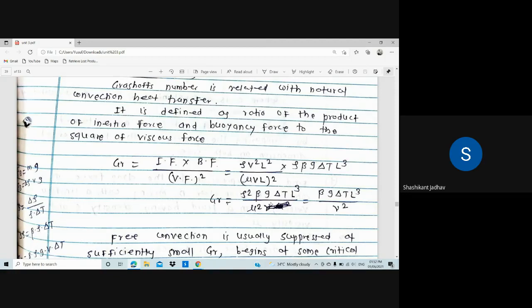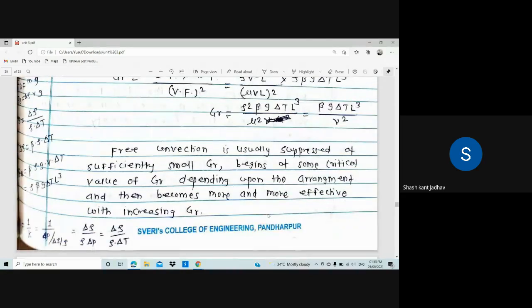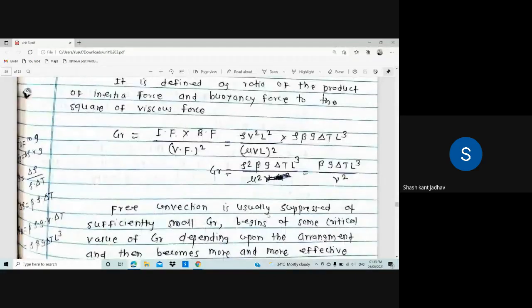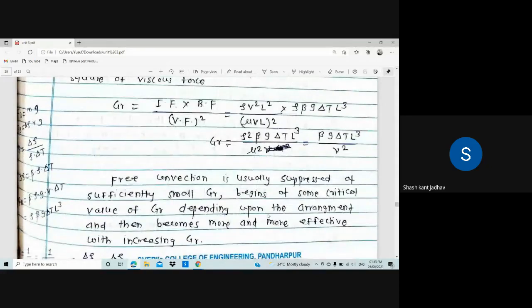Write in the form of an equation: Grashof number is equal to inertia force into buoyancy force divided by viscous force square. Already we have derived the inertia force, that is rho into v square into L square. The buoyancy force is rho into beta into g into delta T L cube. And the viscous force is mu into v into L, bracket square.